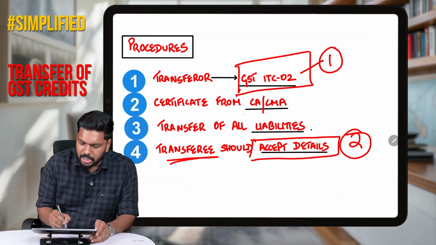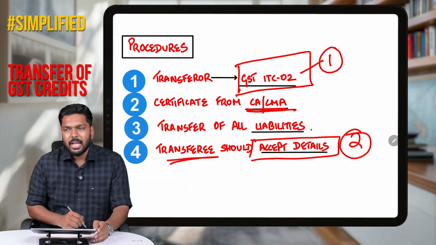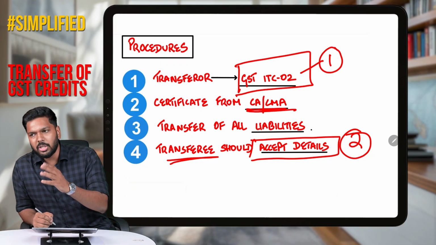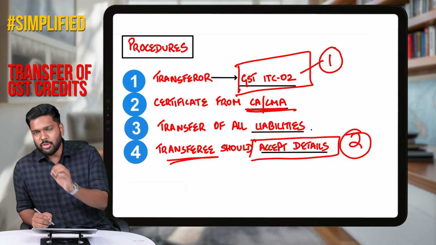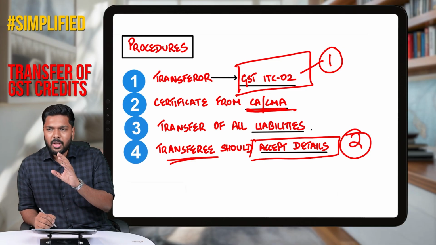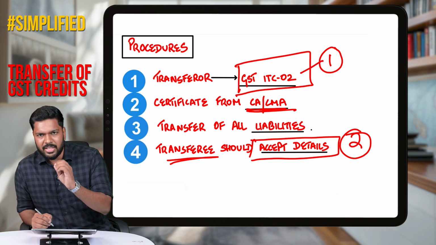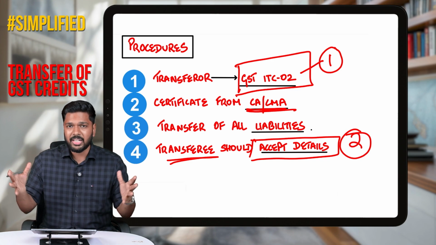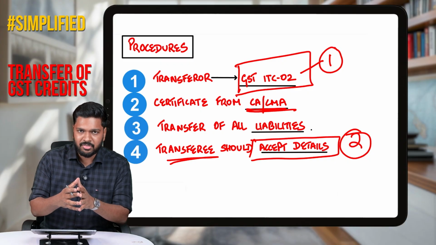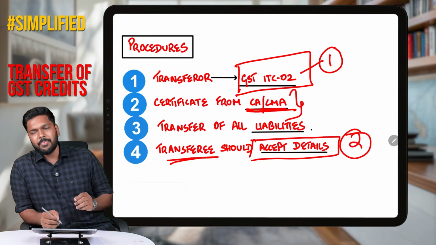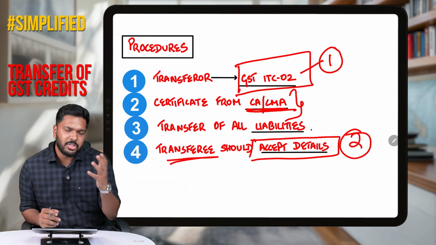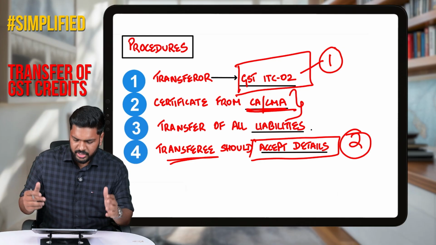Number three is getting a certificate from the CMA, irrespective of the quantum or the amount of input tax credit that is unutilized. You need to obtain a CMA certificate which signals the authenticity or the genuineness of this particular input tax credit transfer. So get a certificate vetted by a CMA which substantiates the genuineness of this particular unutilized ITC transfer.